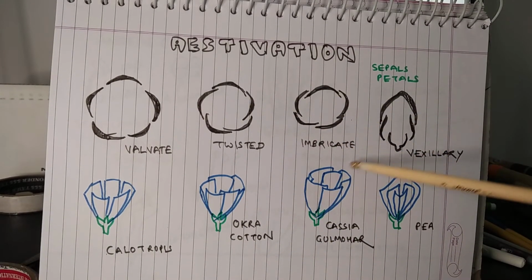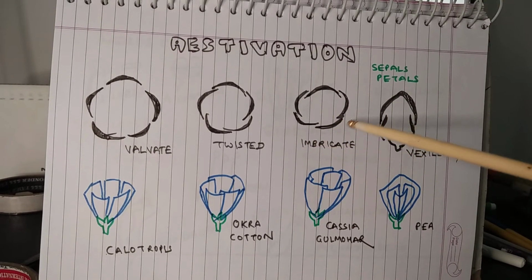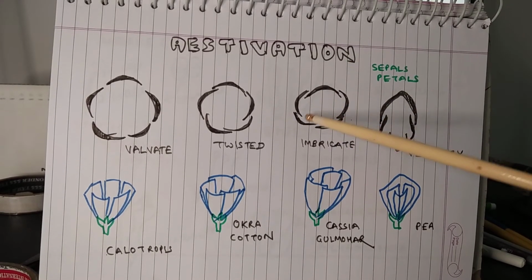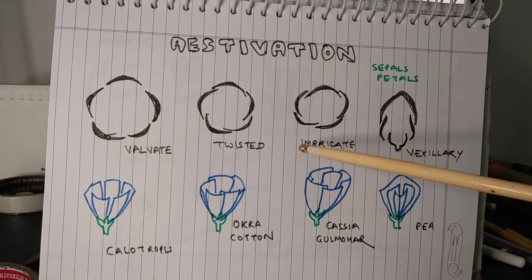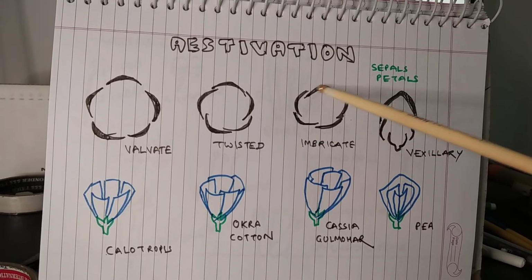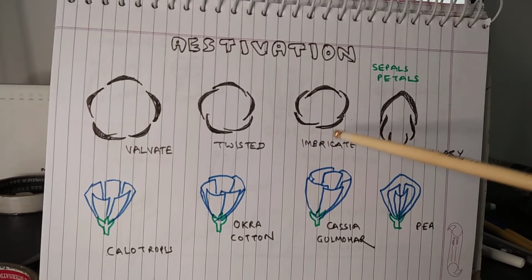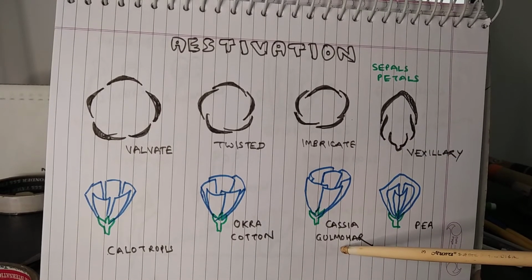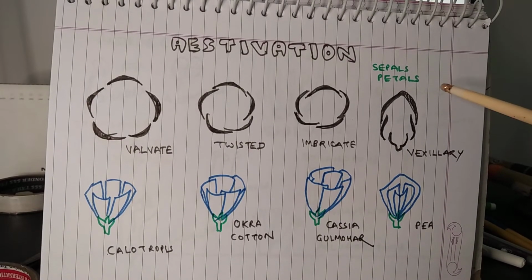Now, when overlapping is there, but there is no particular order of overlapping. This particular petal is overlapping two of the petals. These three are overlapping just one petal, but this does not overlap any of the petals. So, there is no particular order. This condition is called imbricate. Examples are cassia and gulmohar.